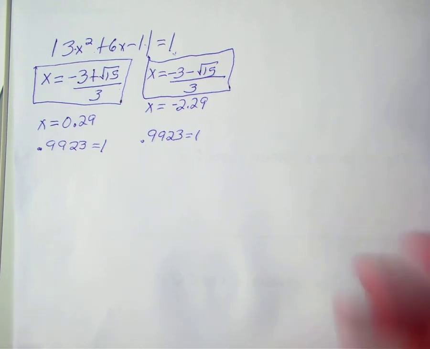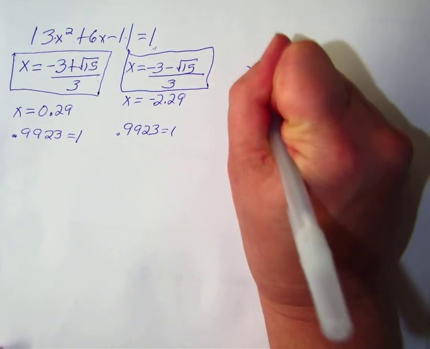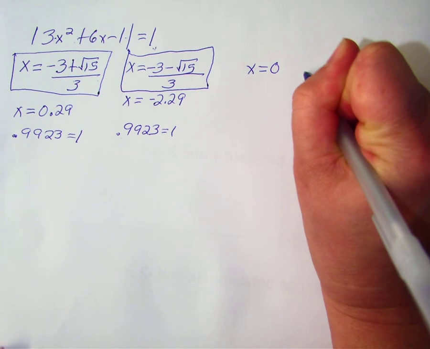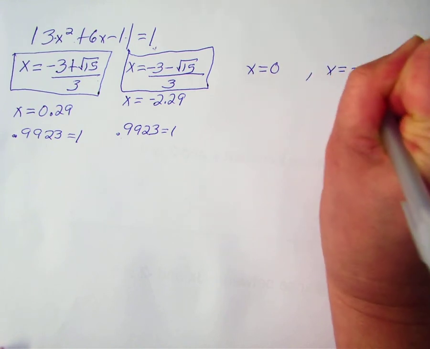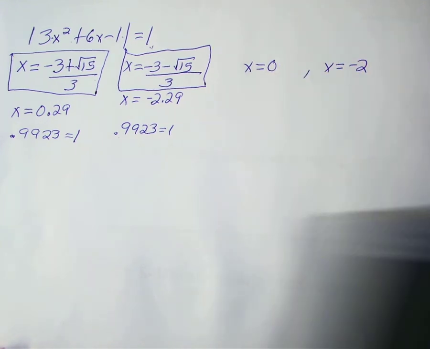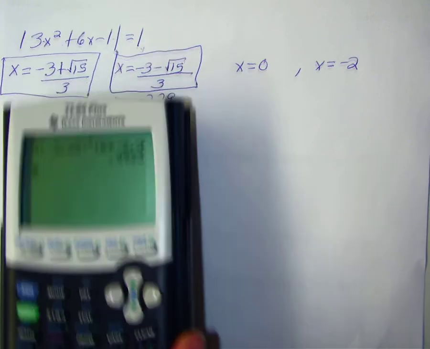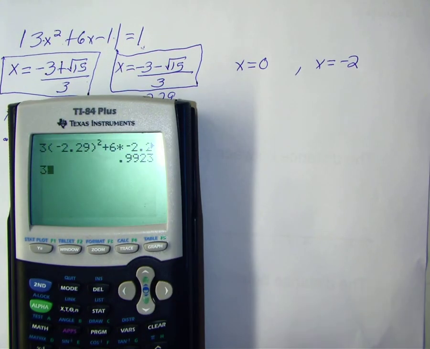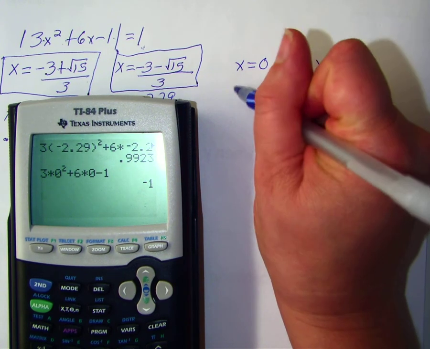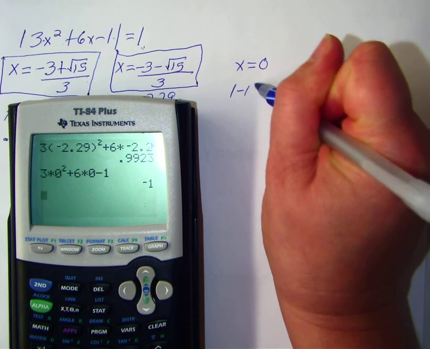Okay, so I've got 3 times 0 squared plus 6 times 0 minus 1. That gives me a -1. So if I were to take the absolute value of that -1, does that equal +1? And well, yeah, it does. And so therefore, x equals 0 is another true solution to this quadratic equation.